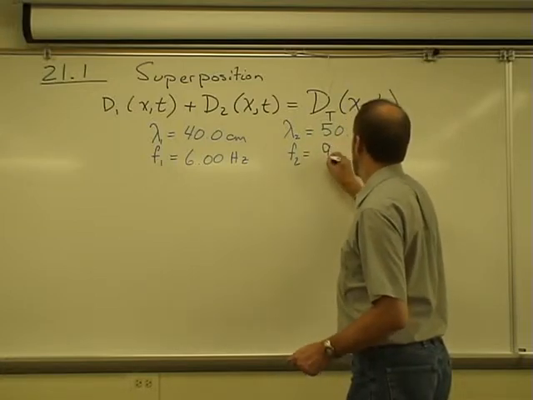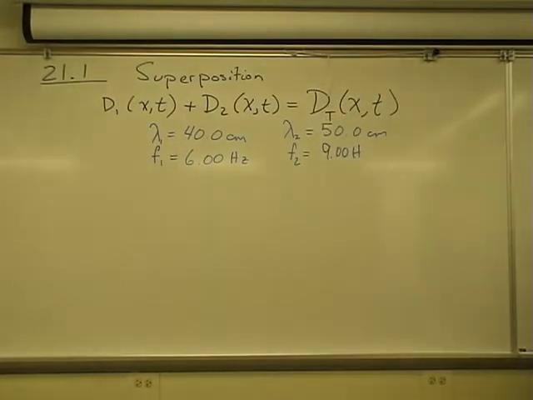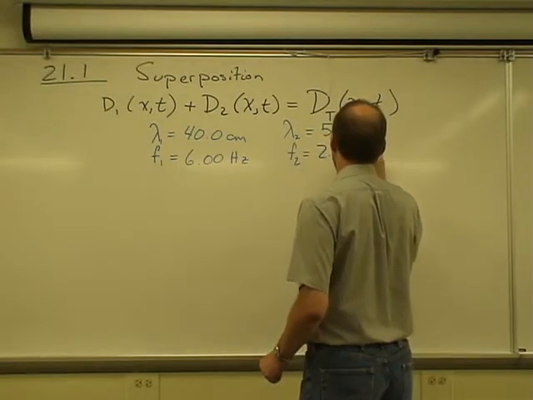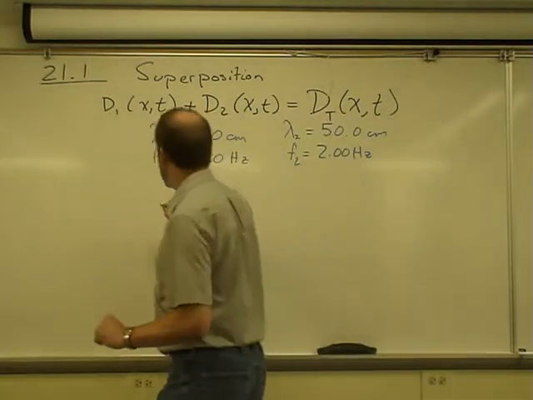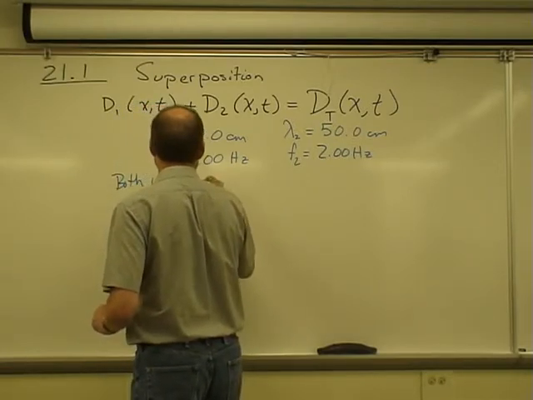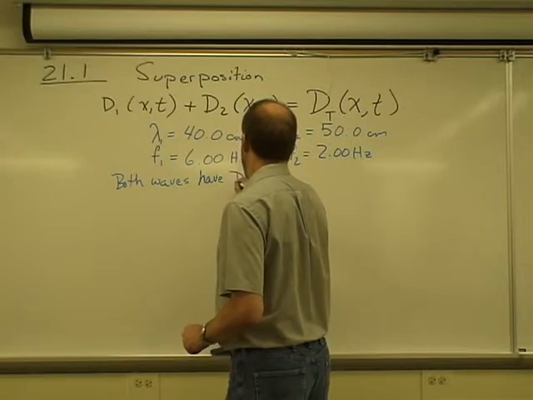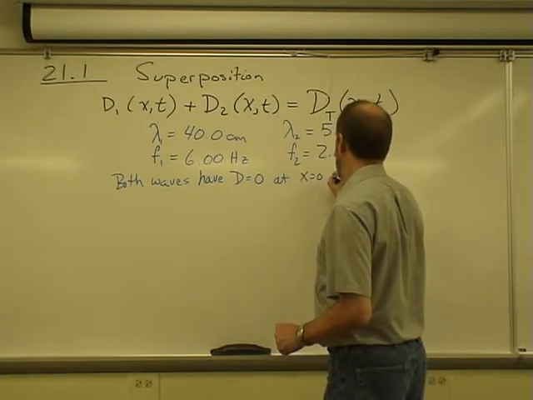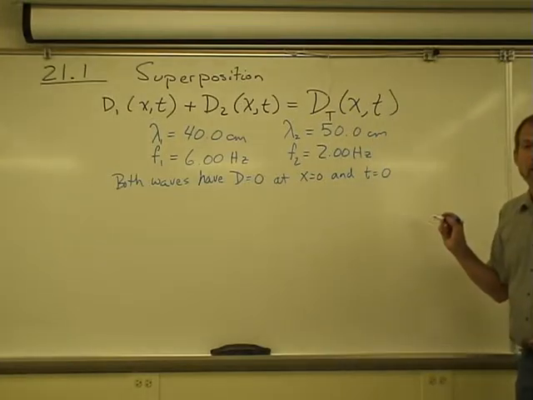and actually, let me make that a frequency of 2 hertz. Now, a couple more clues. Suppose we say that both waves have a displacement equal to 0 at the origin when the time's equal to 0.